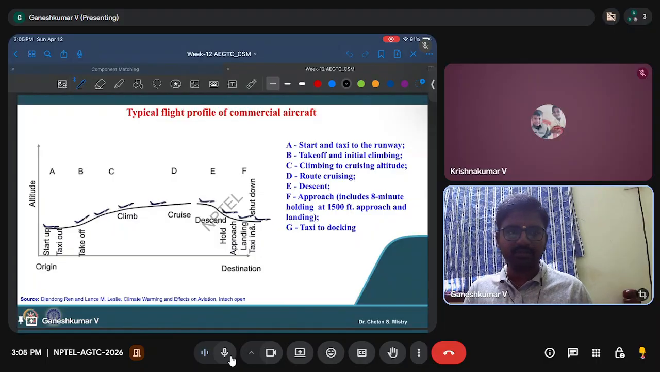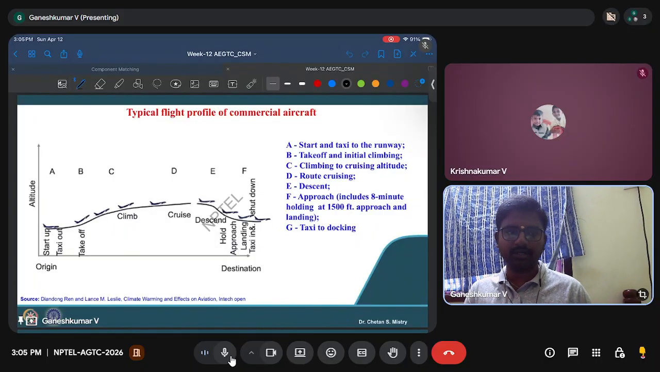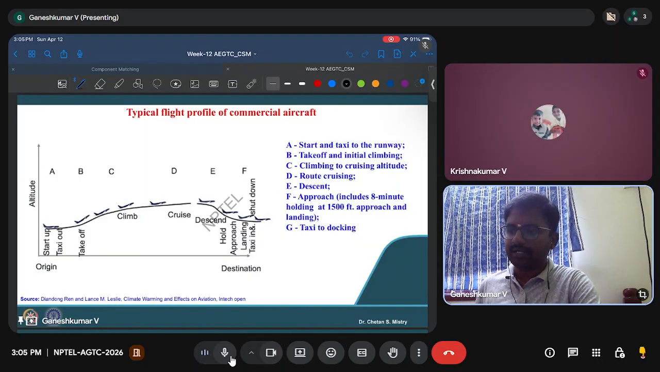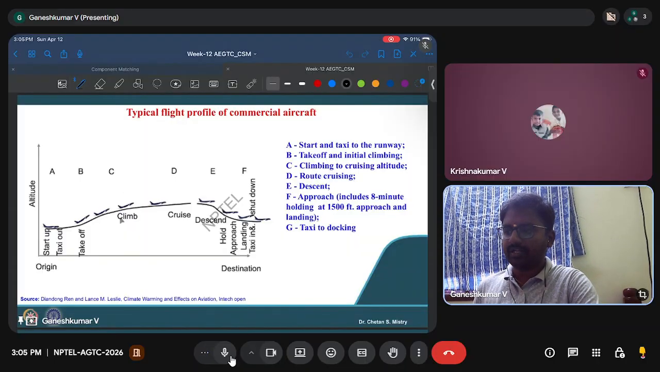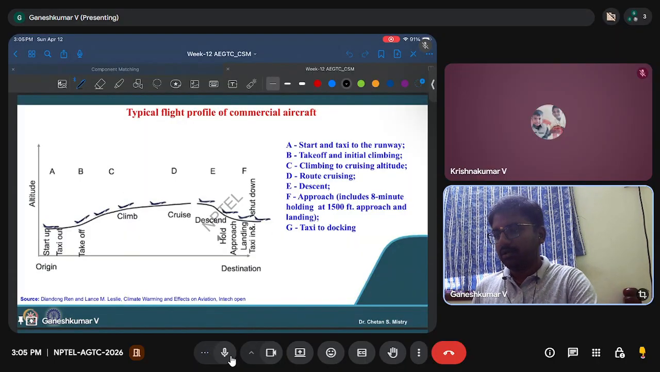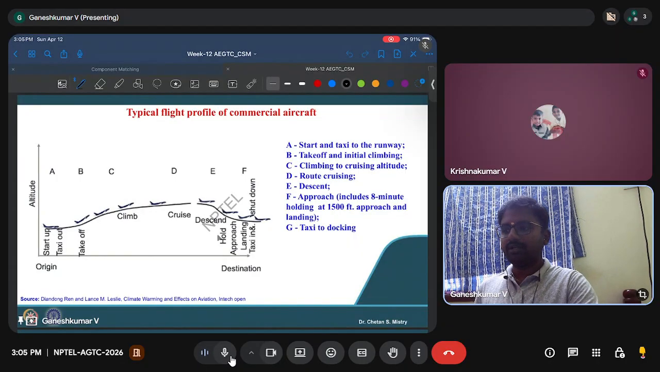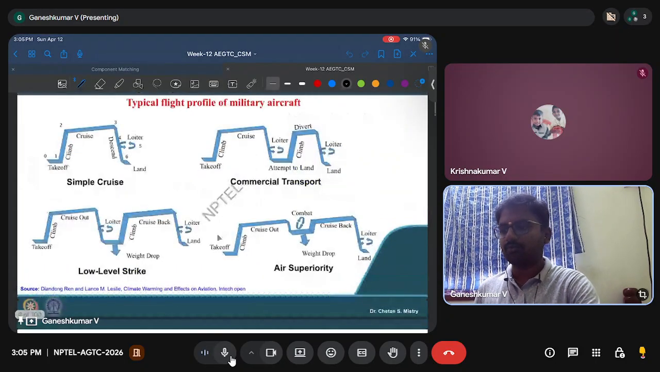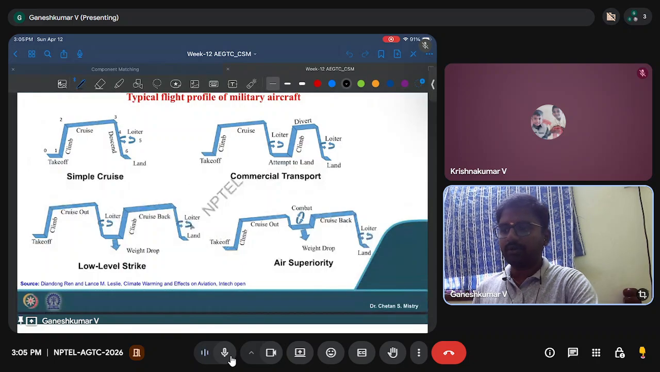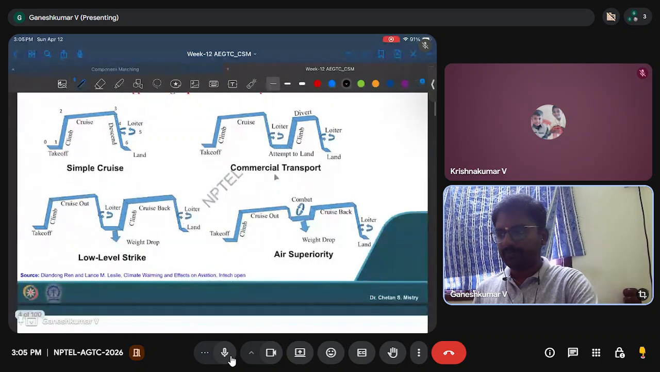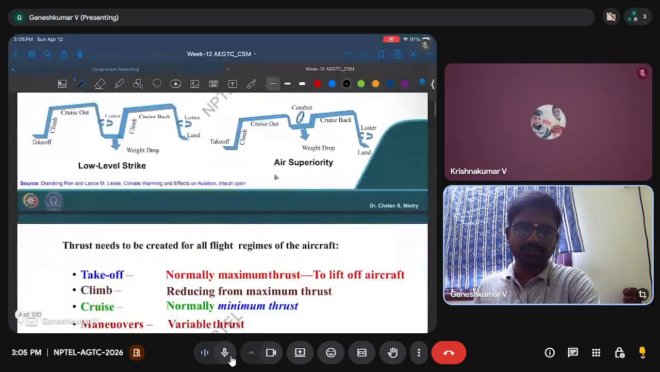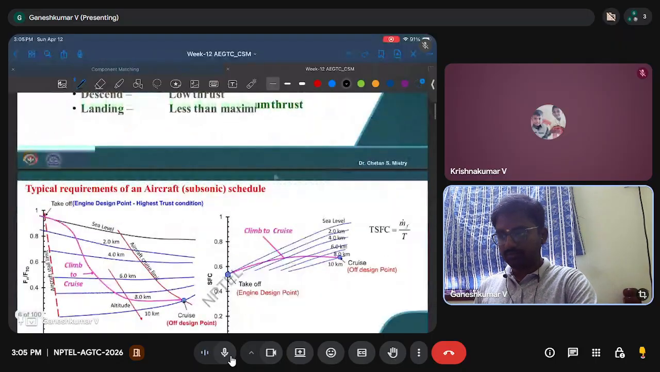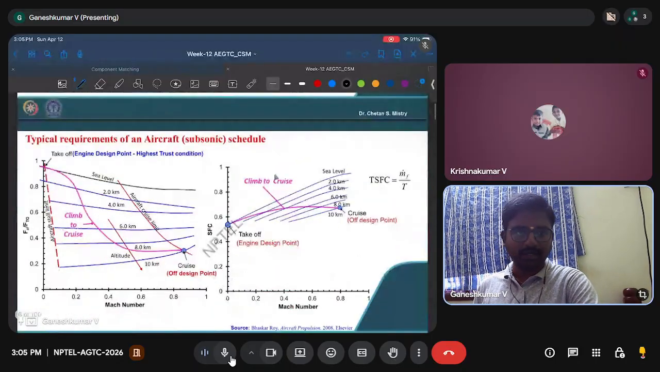And for the engine that you design, we should be sure that the same engine is going to work for all these conditions: taxi, climb, cruise, descent, and landing. We all know the typical flight profile for commercial and military aircraft and why we need all these things. So the engine that we design should satisfy all these flight profiles. This is how typical requirements would look.